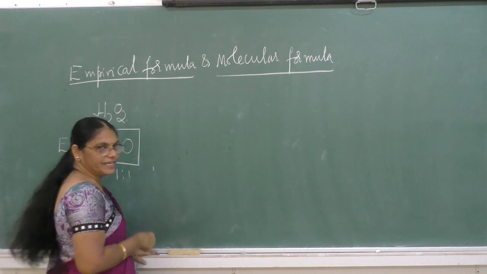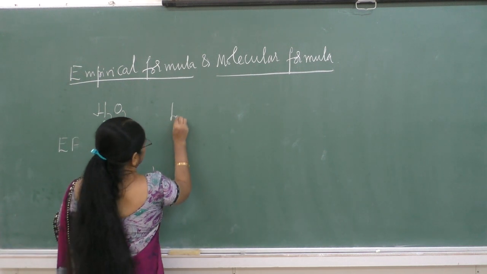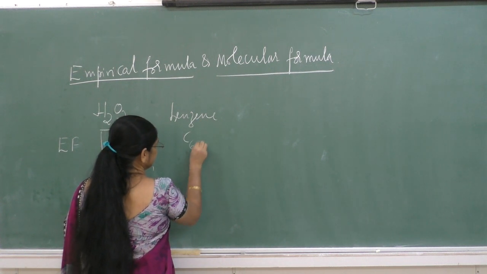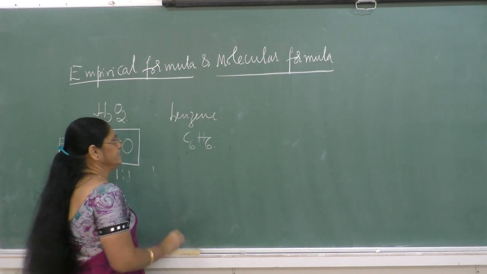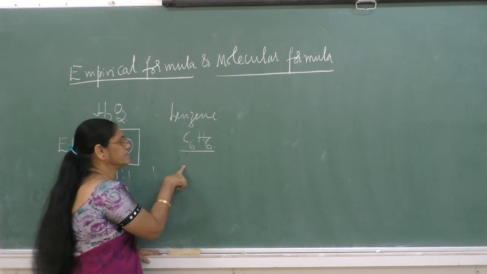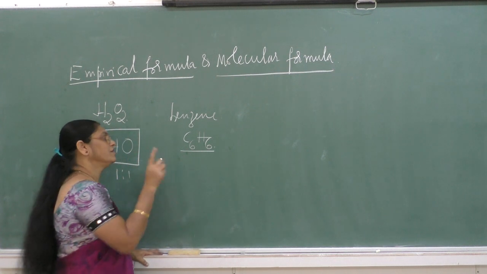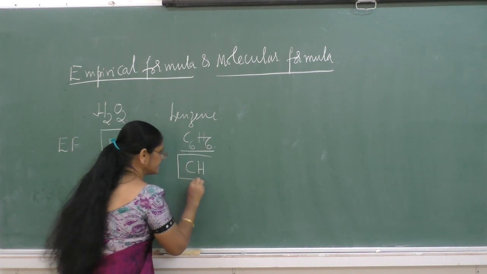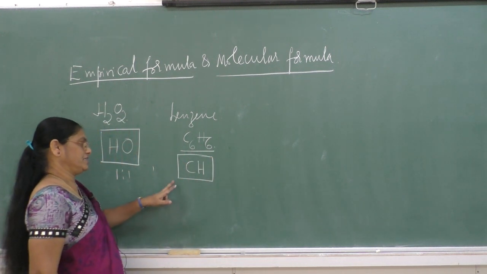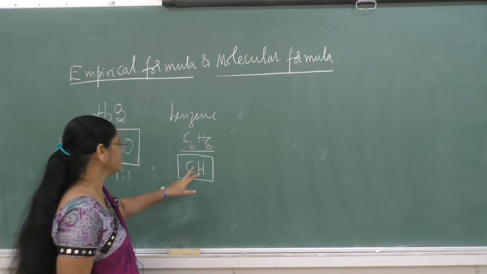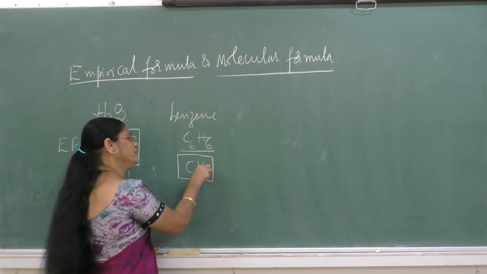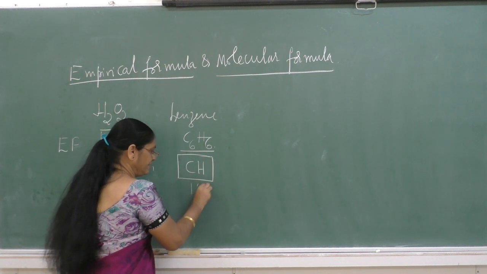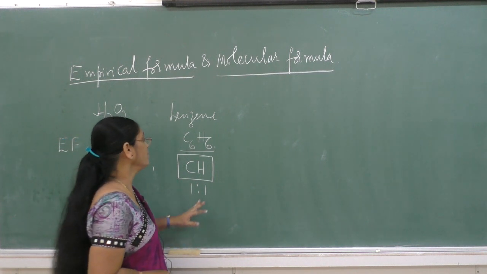Similarly, we can write the empirical formula for benzene. The molecular formula of benzene is C6H6. Here 6 is the common factor. Remove the common factor, then you will get CH. So this is the simplest whole number ratio of carbon and hydrogen in the benzene molecule. They are in the ratio 1:1.